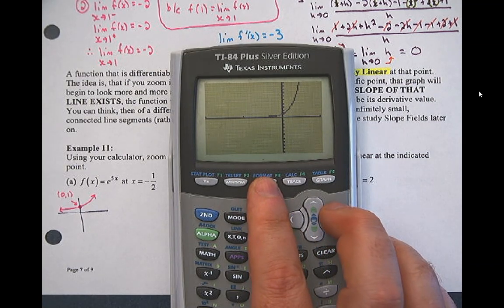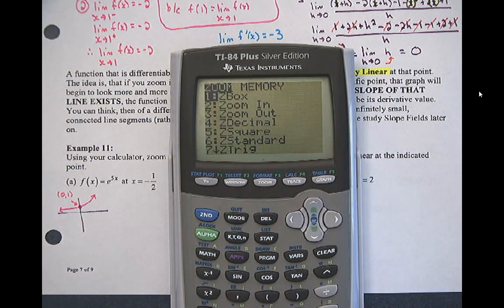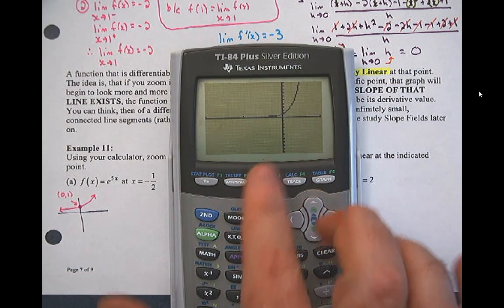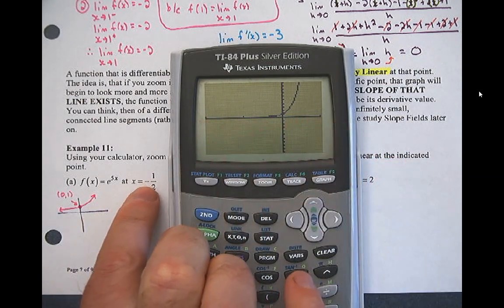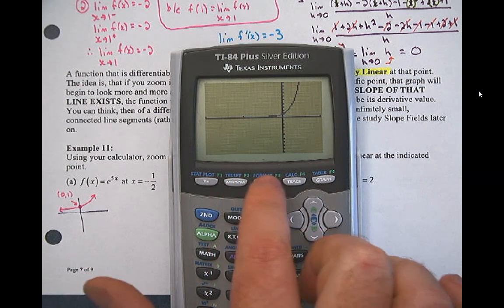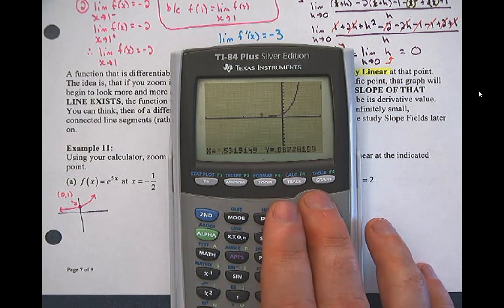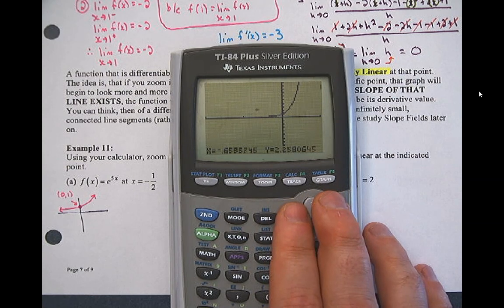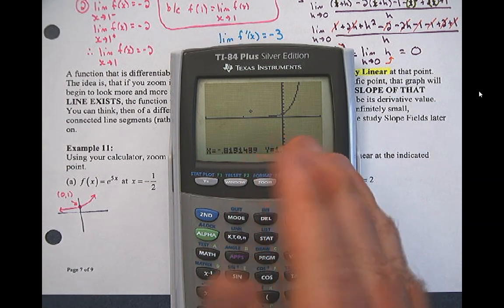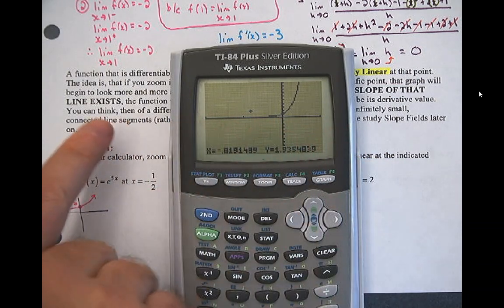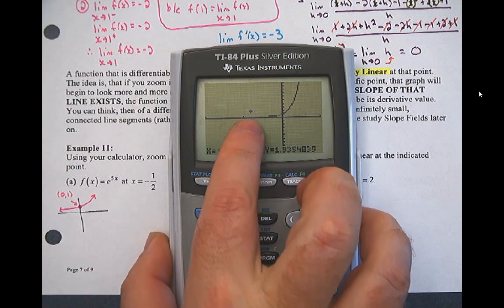One of the features that we've never used before is the zoom box feature. So here's my graph. I've adjusted the window a little bit so it's closer to the x value that I want. Then I'm going to select zoom, and I'm going to select box. It's going to give you a cursor first. You want to get to the upper left, so you want to be above the graph and to the left of whatever your x value is.